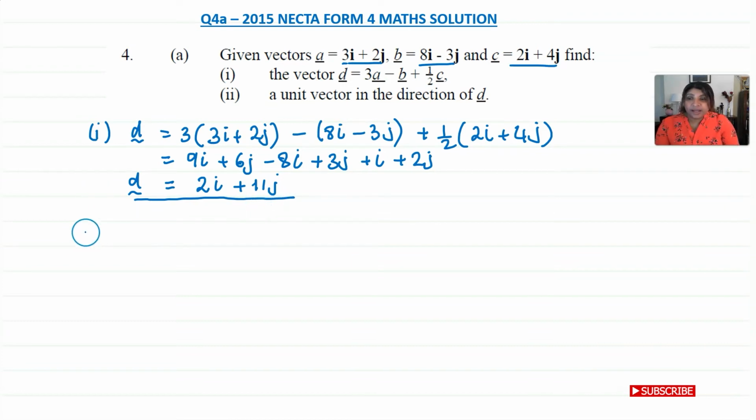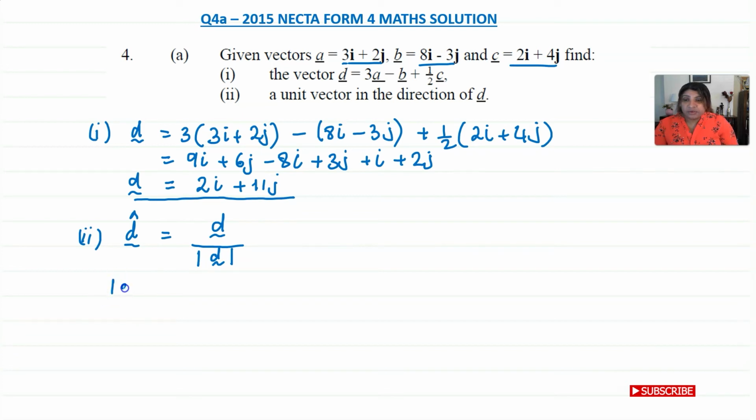Okay, and now for II then, we're asked to find the unit vector in the direction of d. So how do we find that? Well, first of all, a unit vector is denoted as this, and is given as vector d divided by the magnitude of vector d. So we need to find the magnitude of vector d.